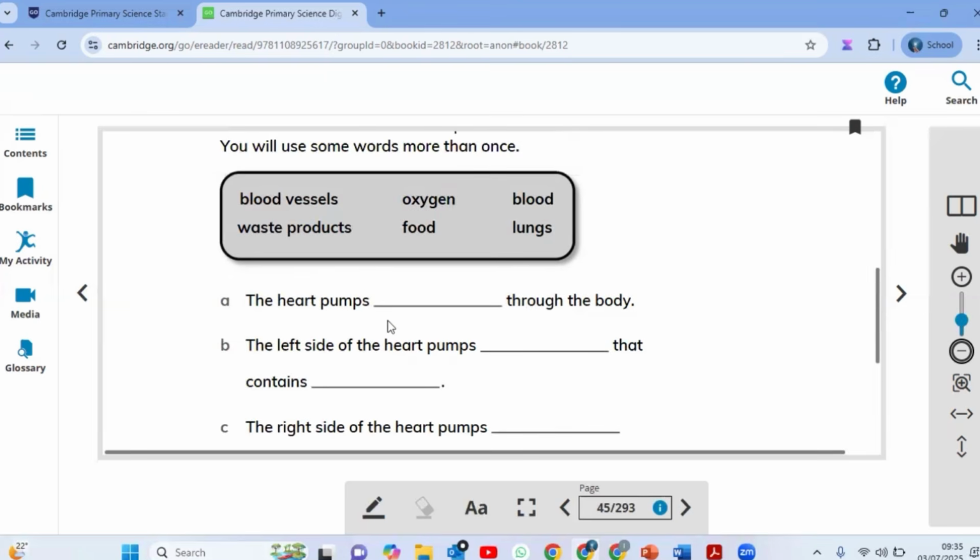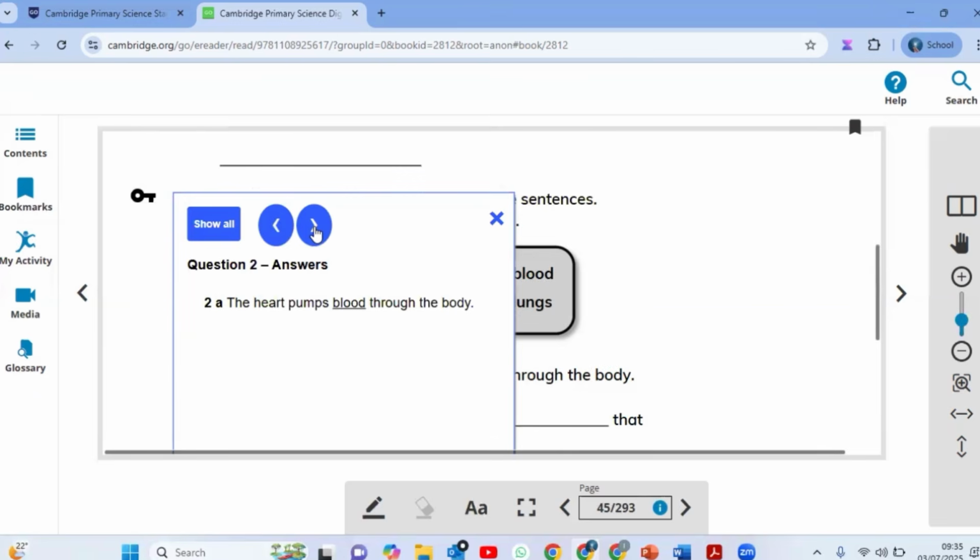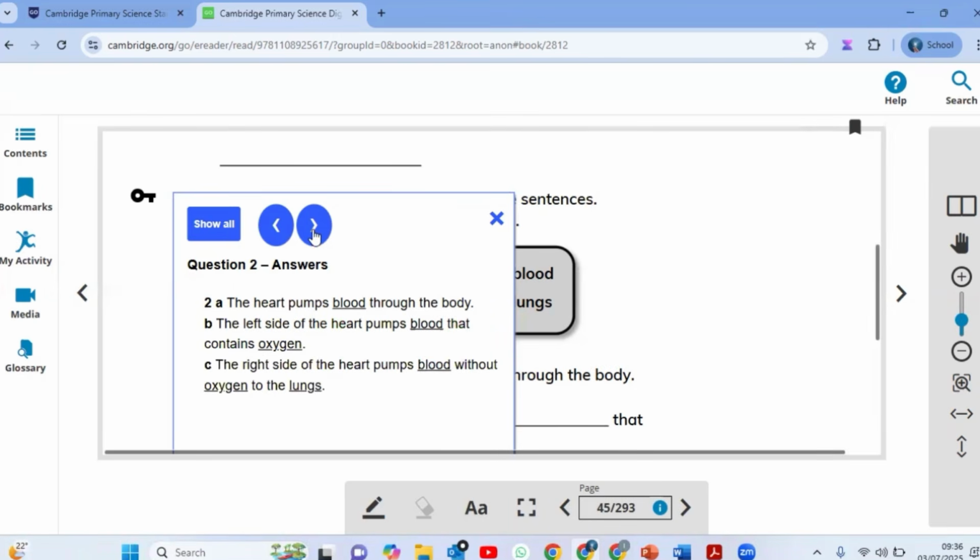All right, let's check the answer together. The question was, the heart pumps what? Blood through the body. Of course, the heart pumps blood. We are going to talk about the blood in the second lesson. B, the left side of the heart pumps blood that contains what? Oxygen. That's what we talked about. The heart has 2 sides, left and right. The left contains oxygen, and the right contains carbon dioxide. C, the right side of the heart pumps blood without what? Oxygen to the lungs. Good.